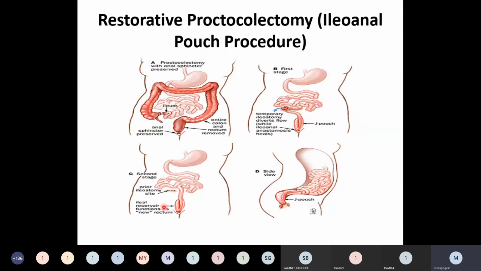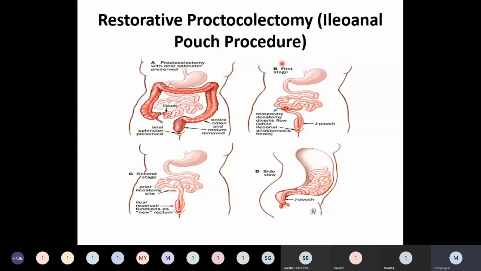So this is how an ileal pouch looks. This is made from the end of the ileum. This is called a J pouch, which is commonly performed for restoration. So that is ileal pouch anal anastomosis. Now this ileal pouch acts as a reservoir and functions as a neorectum. Since the rectum has been removed, this functions as a new rectum.